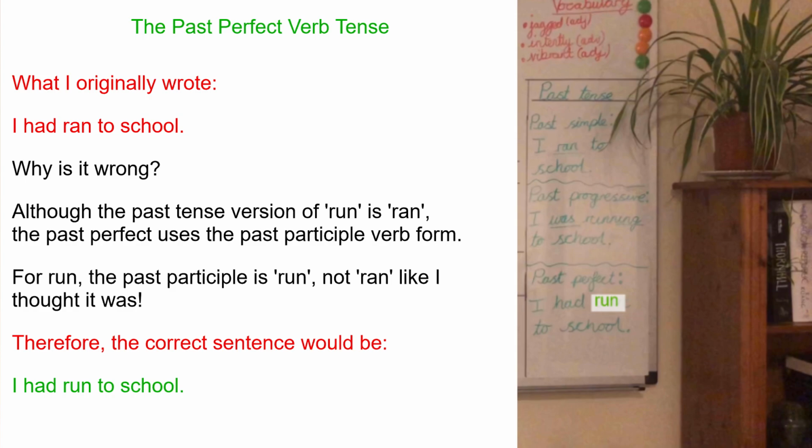So when using the past perfect tense, I would suggest making sure you know what the past participle verb form is of that, and you can do that by looking it up or using a dictionary or anything like that. So because the past participle verb form of run is run, the correct sentence should be I had run to school, as you can see in the green there on the board to the right.